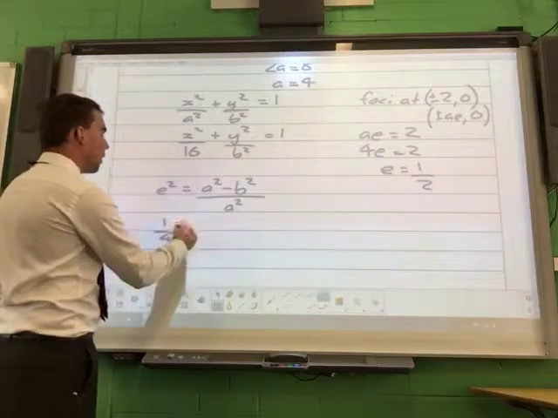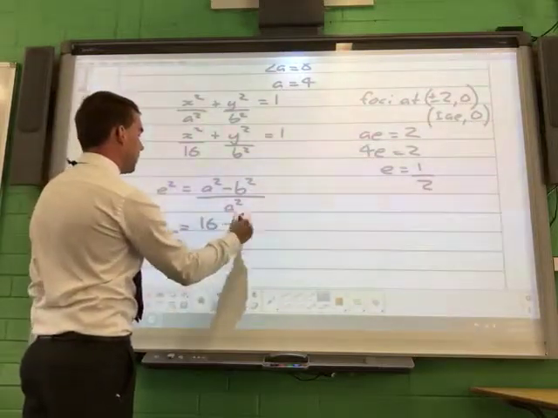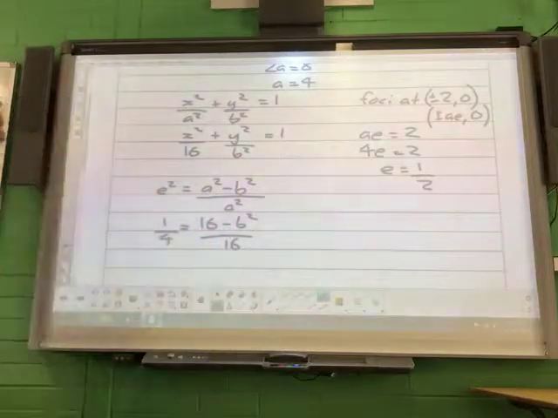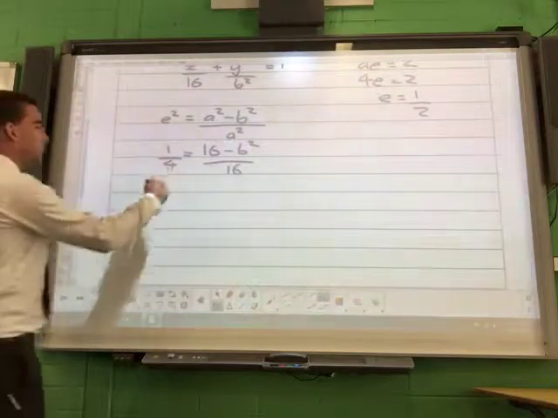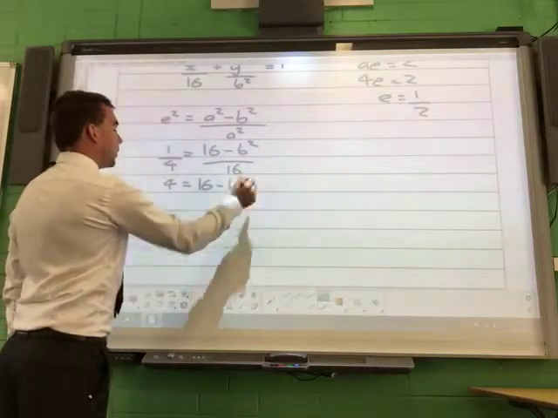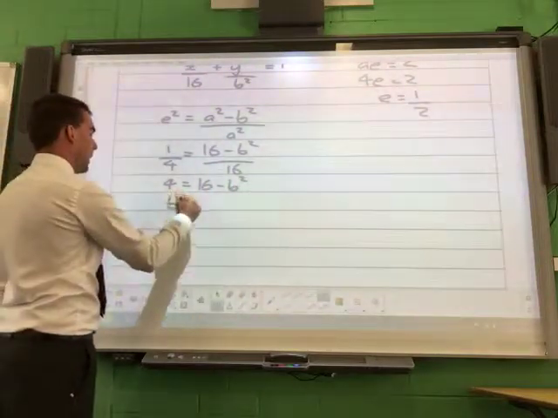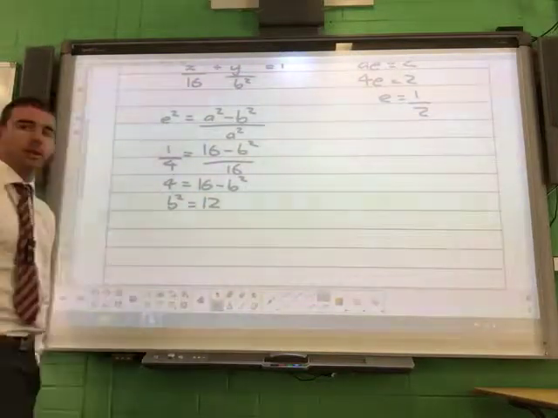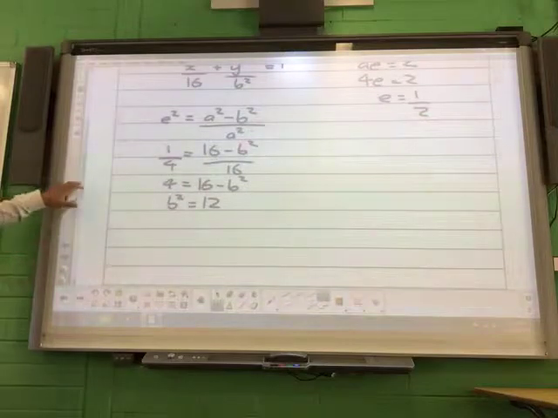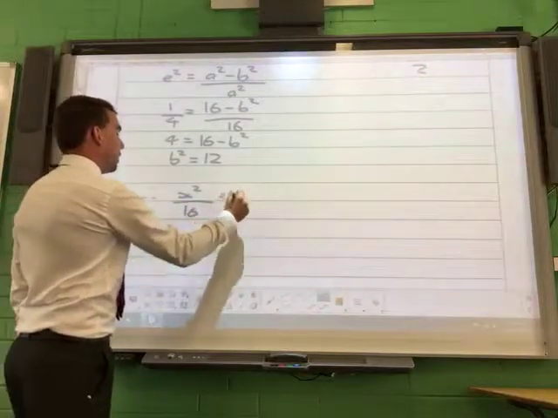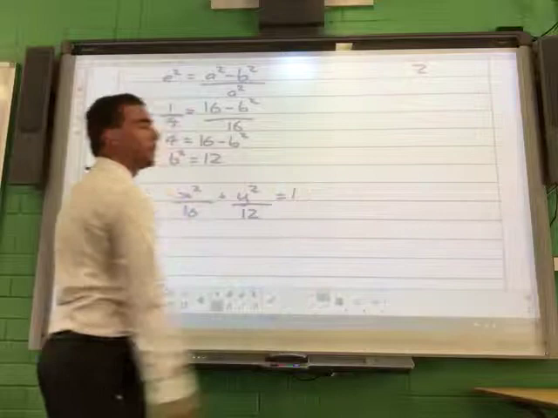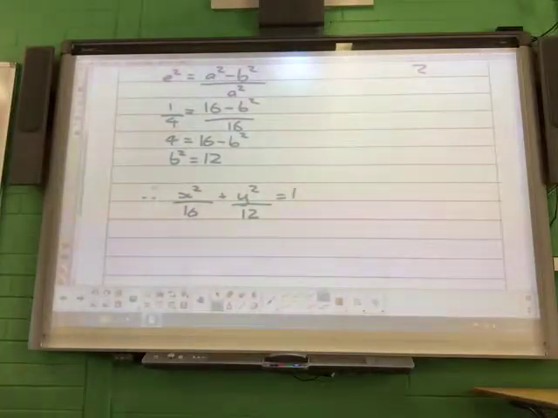So a quarter is equal to 16 take away b squared, over 16. Over 4, so 4 is equal to 16 take away b squared. b squared is going to be 12. And that's all I need to do, because I just need the general Cartesian form. I don't need to do a square root. Therefore, x squared over 16 plus y squared over 12 is equal to 1. Alright, that's probably a good stopping point.